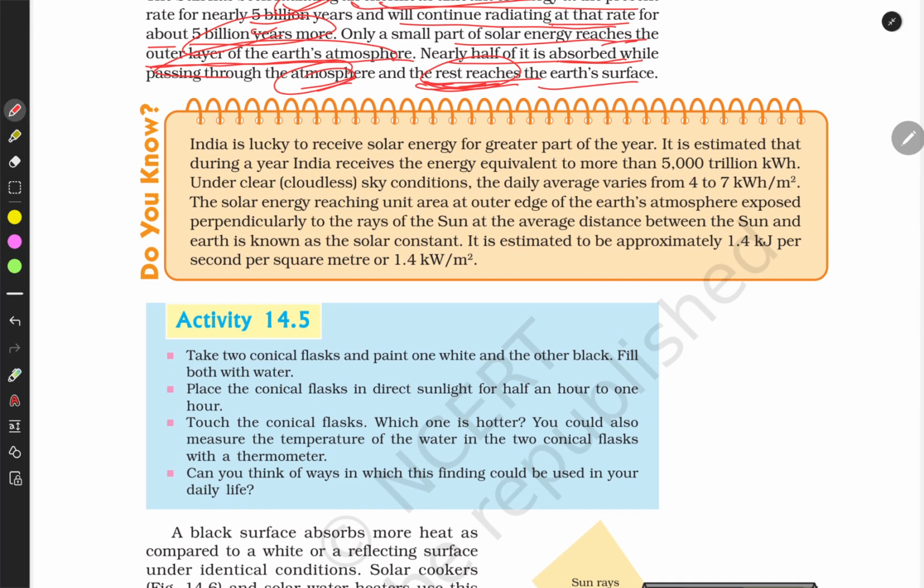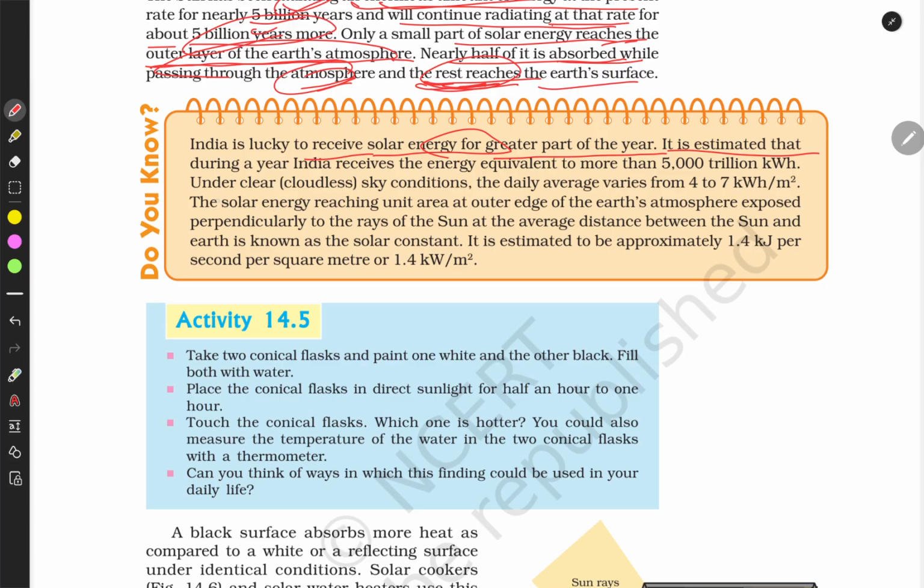And we know the position of India is very good, it is almost in the equatorial region where the sun's rays fall directly and more intensely. India is lucky to receive solar energy for a greater part of the year.